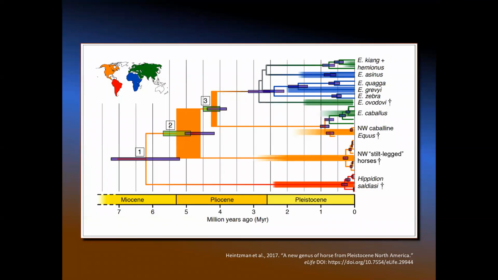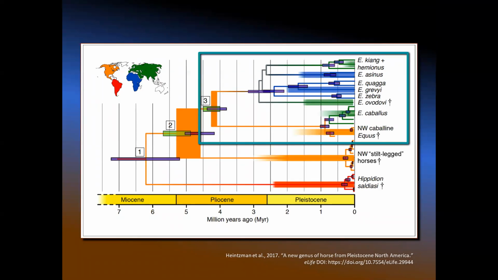And this comes back to their phylogeny that was published back in 2017. And here are all of the horses I mentioned earlier, all of those Ice Age horses from North America, plus living domestic horses, living feral horses, plus living zebras, plus living asses. All of them fall in that box.